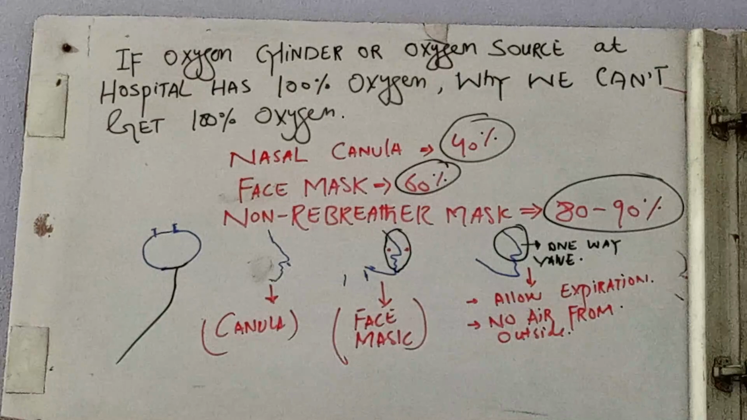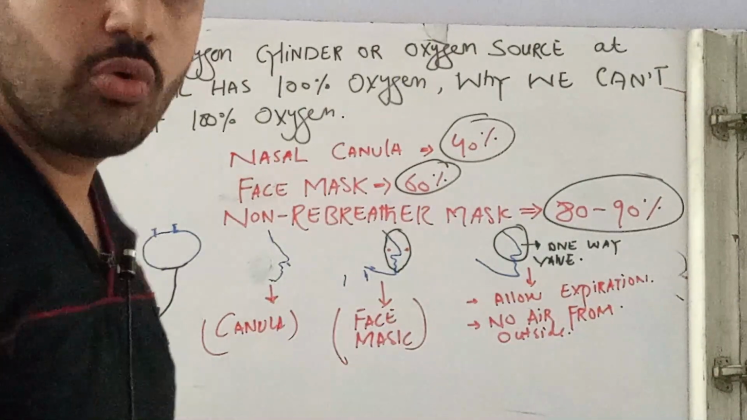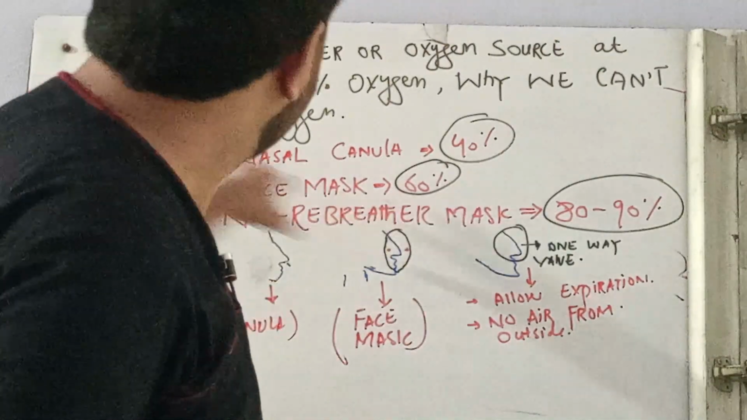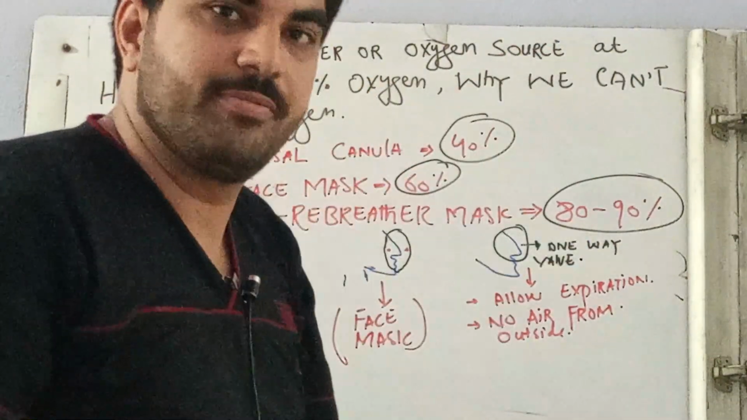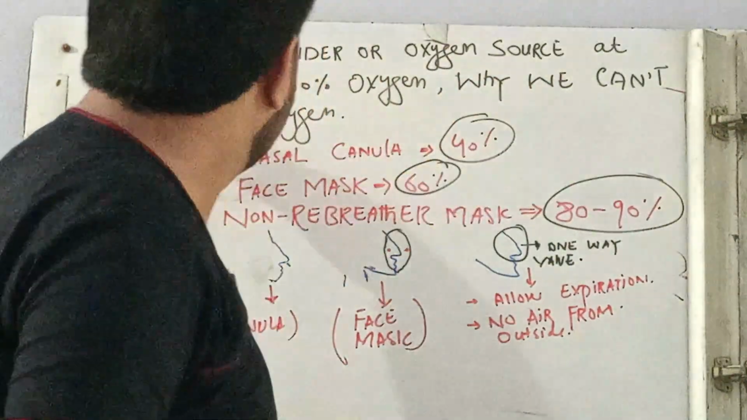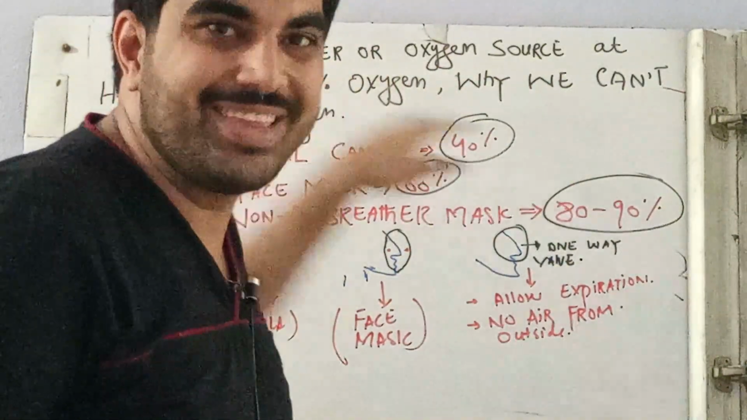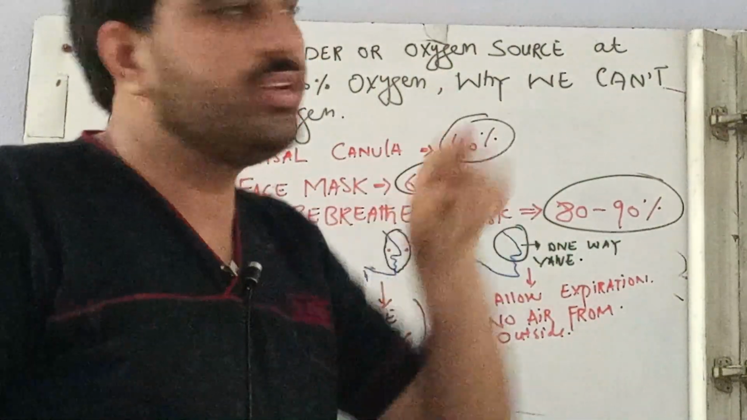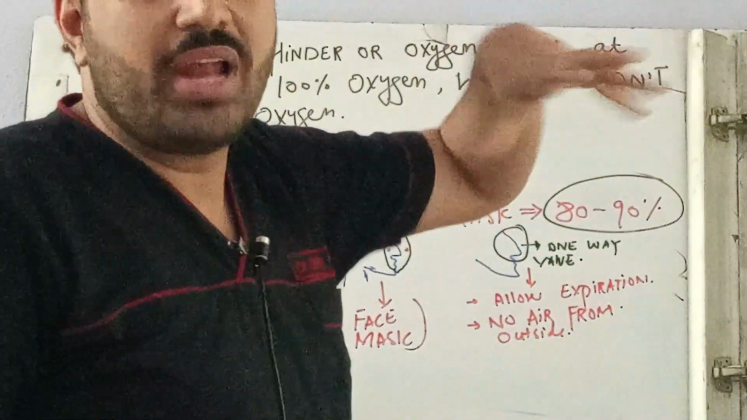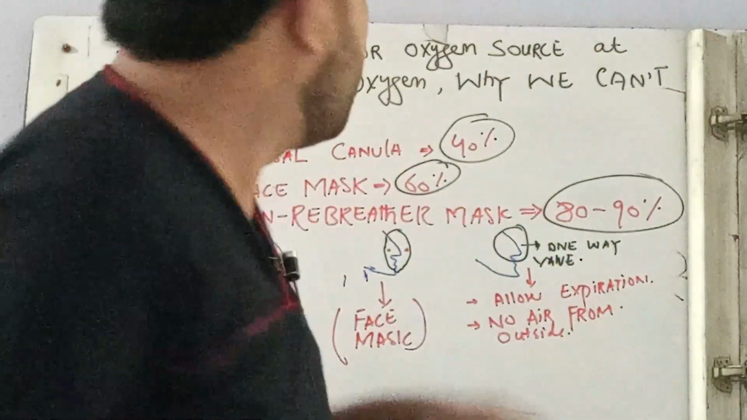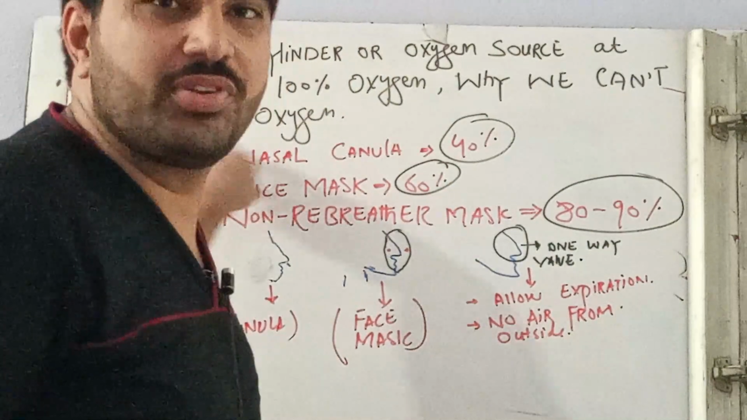Bismillahirrahmanirrahim. So today we are going to talk about a very important topic. If the oxygen cylinder or the oxygen source at the hospital has 100% oxygen, there is only oxygen in the oxygen cylinder and only oxygen in the supply given to the patient at the hospitals. Why can't we get 100% oxygen?